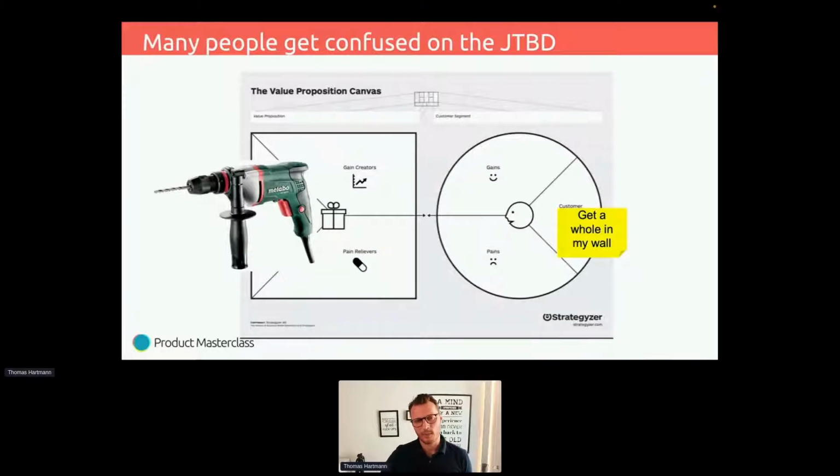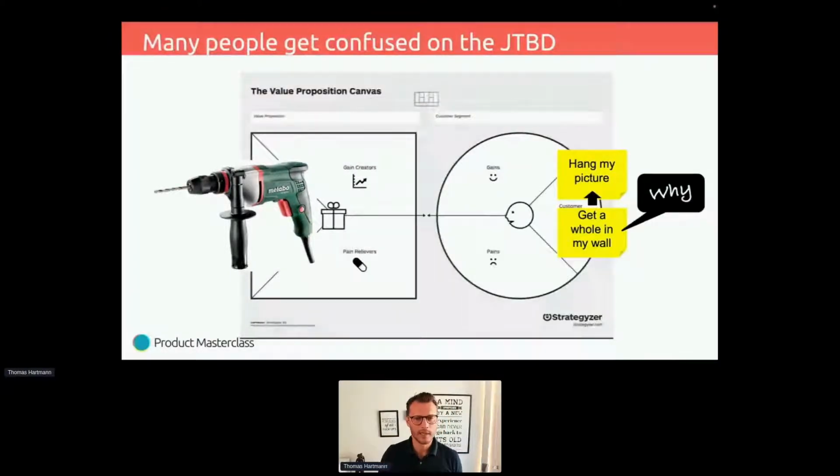And that, for most people, is actually the job to be done. But I could also ask you then, so why do you want to get a hole in your wall? And most people, or some, would say, hang a picture on my wall, right? And this game, I typically can play quite some time. So I could also ask, why do you want to hang a picture on your wall? And you might say, to make the room nicer. And on each of these levels, I could actually start to innovate, or fulfill the job to be done differently.